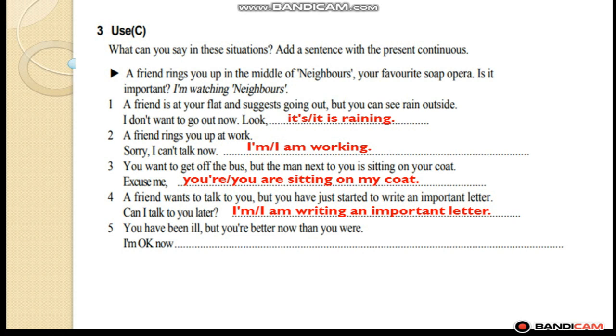Finally, you have been ill, but you are better now than you were. I'm okay now. Or I am getting better, or feeling better.